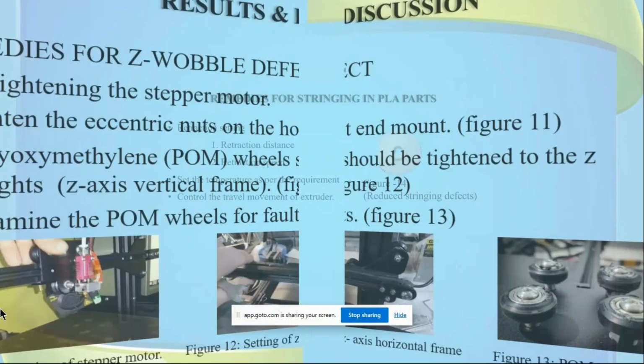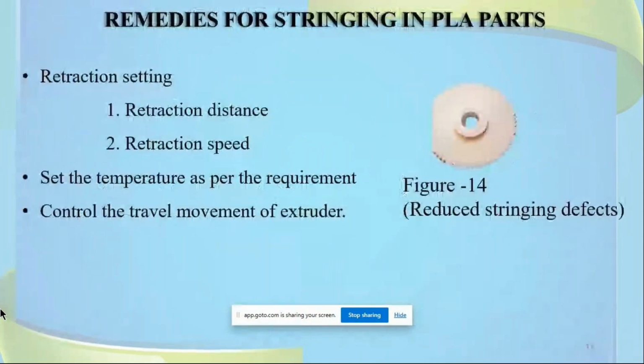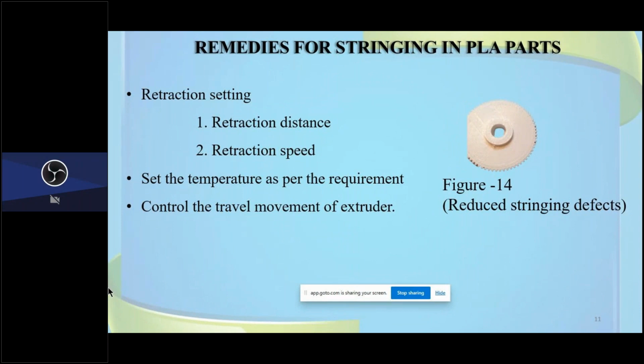Remedies for stringing in PLA parts relate to the retraction speed. As I already said, this is the retraction speed. Retraction settings are related to the material, when the material comes into the extruder, and how many times the extruder extrudes it onto the platform of the printer.